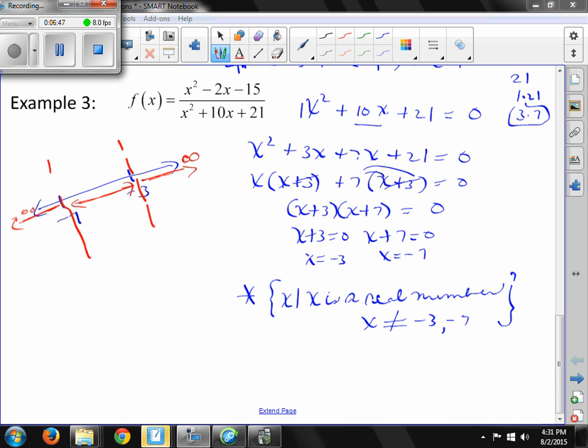So looking at it as an interval, this part right here will be from negative infinity to negative 7. Union, I'll have the part that's between negative 7 and negative 3, which is right in here. And then I'll have the part that is from negative 3 to positive infinity, this part right here. So I have expressed it in set notation, and I have expressed it in interval notation.